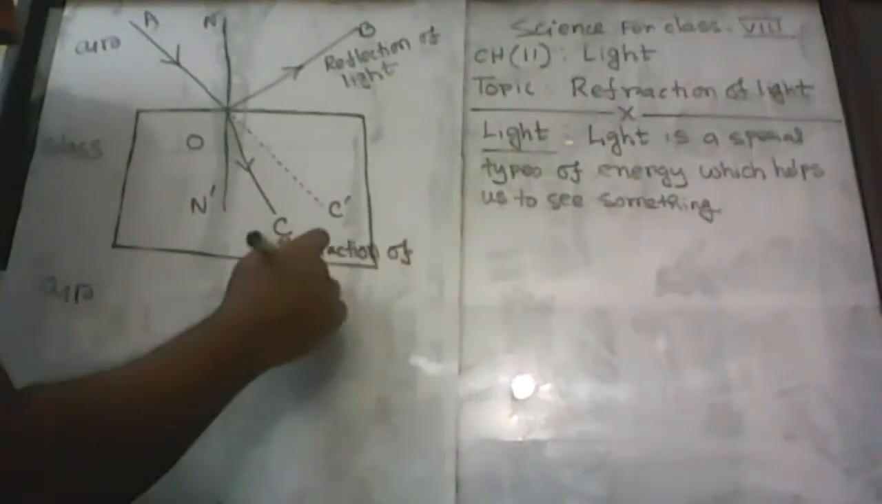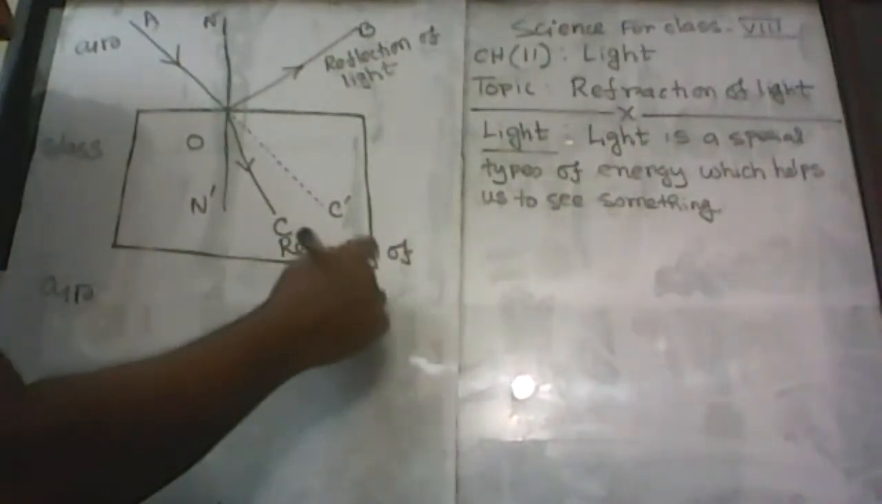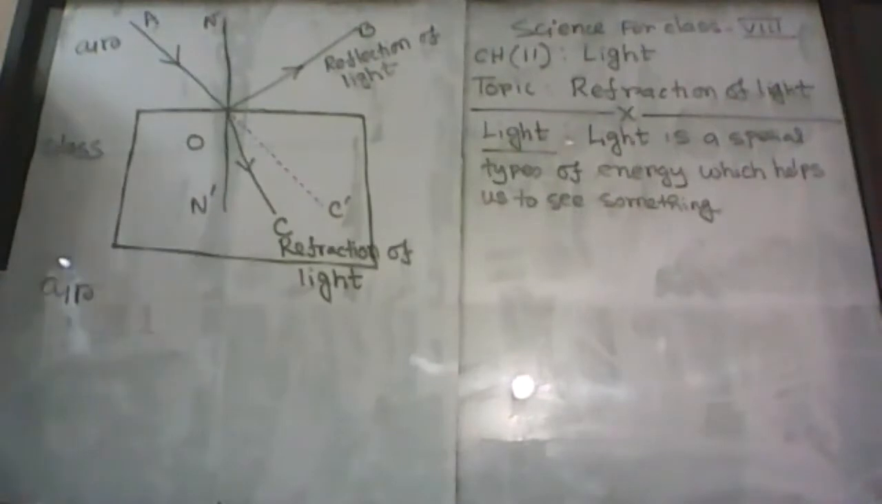Refraction of light. So this bending is called refraction of light. I can say that in the glass medium, after bending, the ray of light comes closer to the normal line. When it comes closer to the normal line, this bending is called refraction of light.